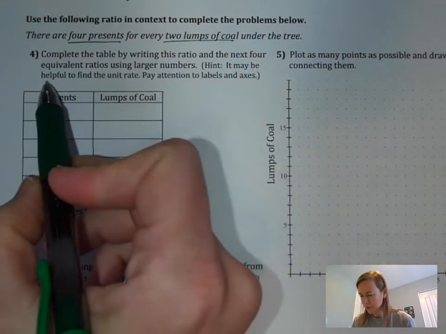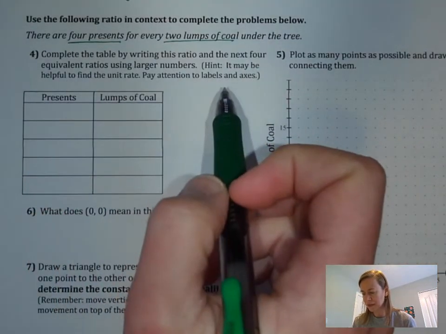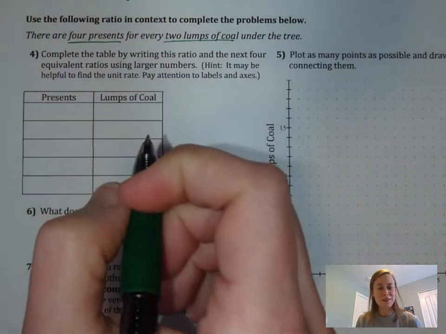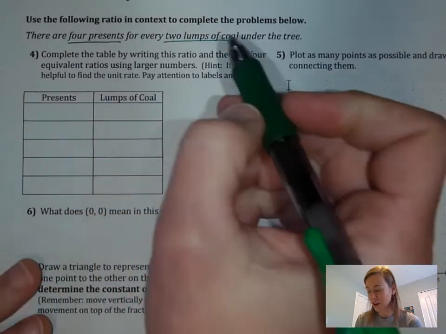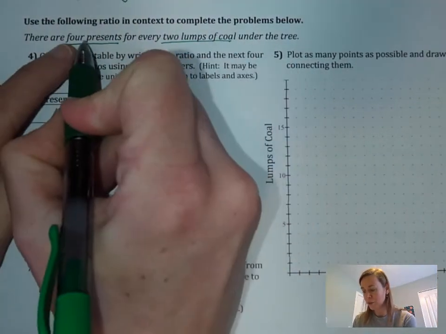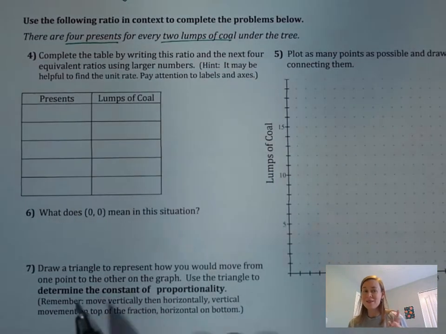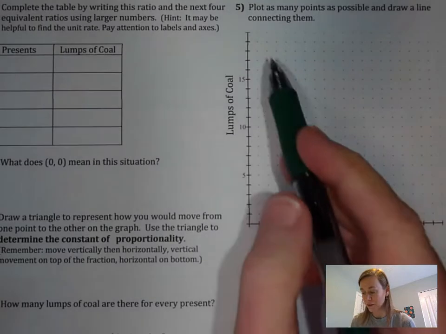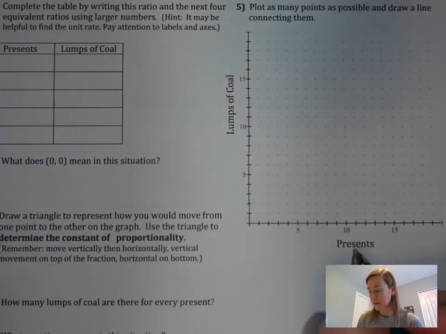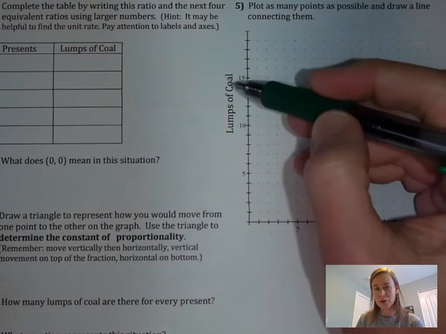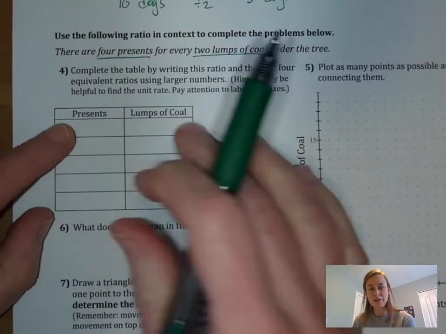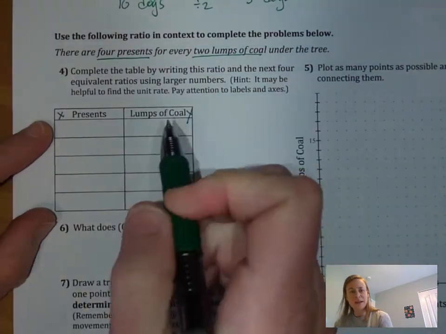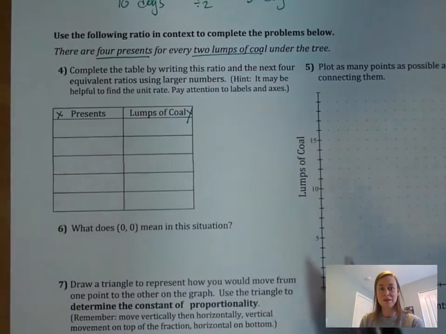It says it may be helpful to find the unit rate, pay attention to labels and axes. I don't know why they're saying it might be helpful to find the unit rate first, because what they want us to do is start with the current ratio, which is 4 presents to 2 lumps of coal. Here's what I'm going to do. I'm going to look at my graph over here, because guess what? They labeled the axes for me. So just to make sure I don't mess it up, presents is X and lumps of coal is Y. They also wrote our titles here, so they're really trying to help us put the right thing in the right place. You can label that X and Y if you want to. You're not required to. Okay, so back to our ratio.